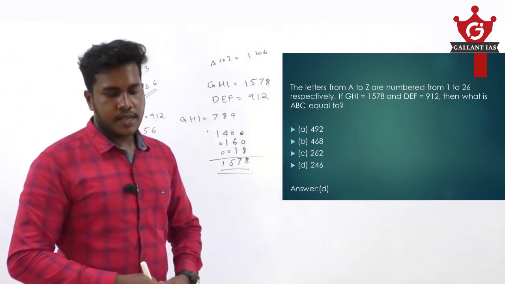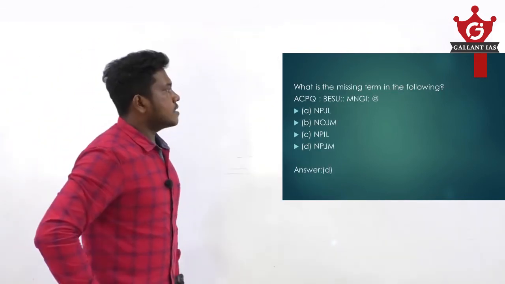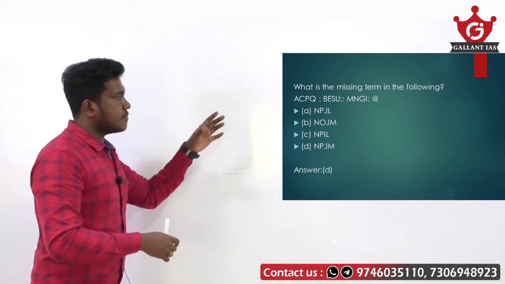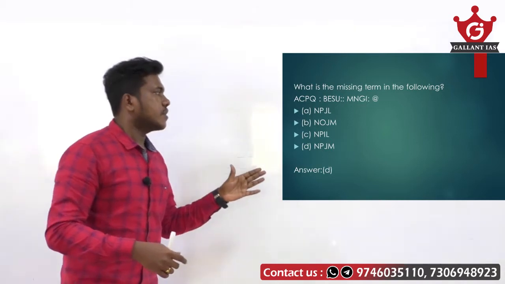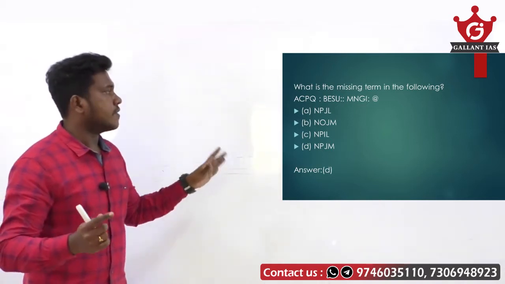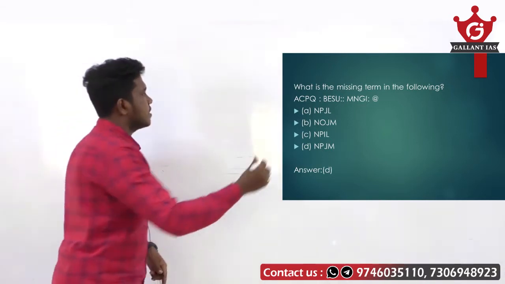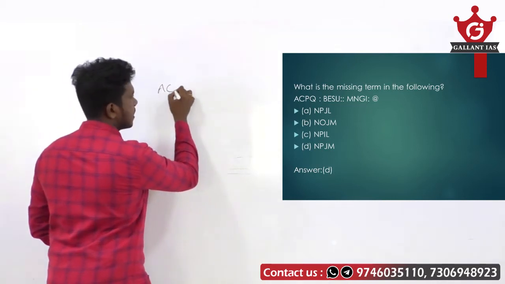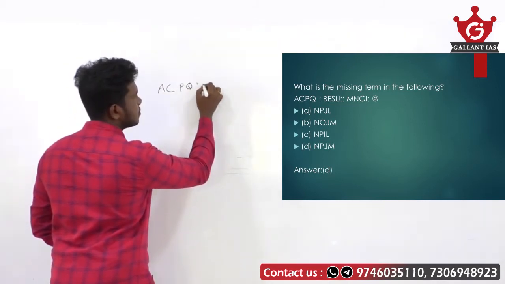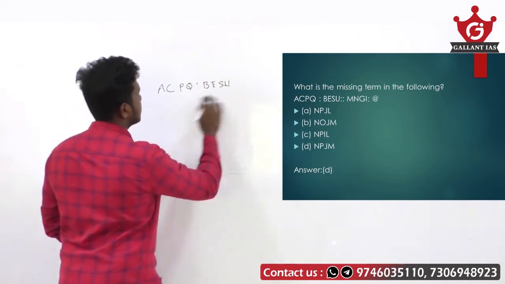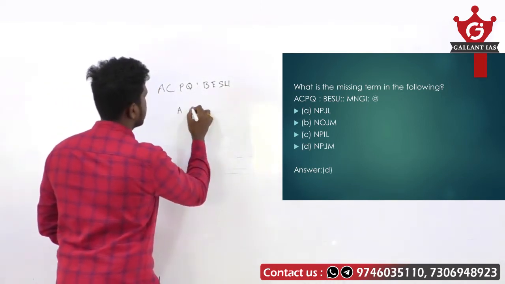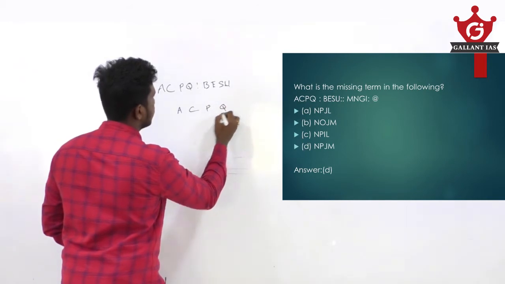Okay, now let's move on to the next question. What is the missing term in the following? ACPQ, DESU. There is a relationship given, and we need to find the missing term. Look here. ACPQ is to DESU. First of all, let's find the relationship between these two.